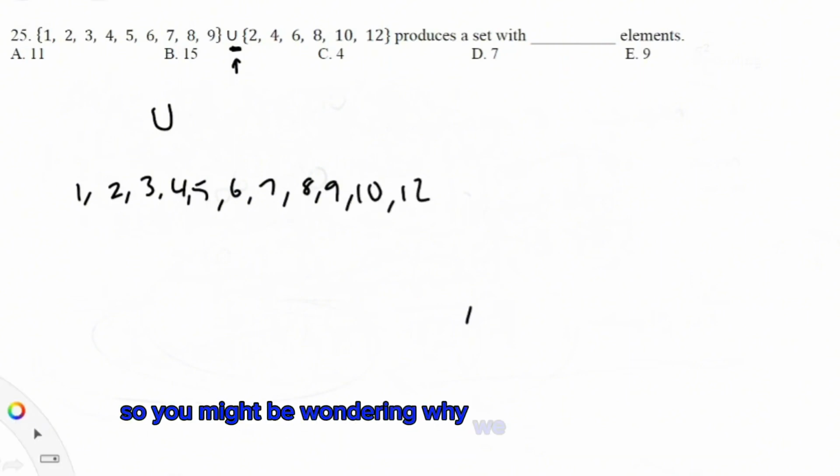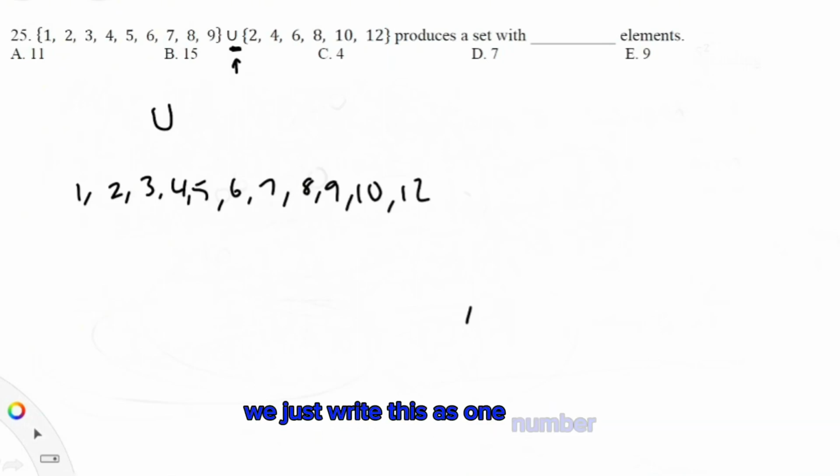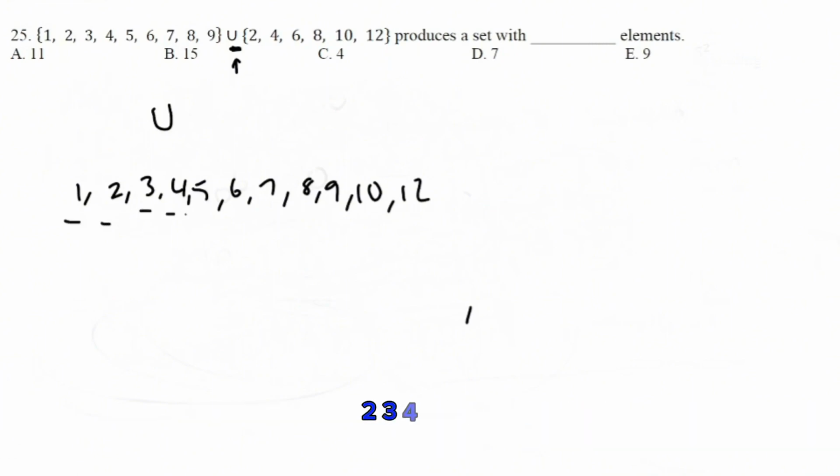So you might be wondering why we haven't written 2 or 4 or 6 or 8 twice. That is because when two numbers overlap, we don't write them twice. We just write it as one number. Alright, so knowing this, now we can see how many elements it has. So there's 1, 2, 3, 4, 5, 6, 7, 8, 9, 10, 11. So there's a total of 11 elements, and that's your answer.